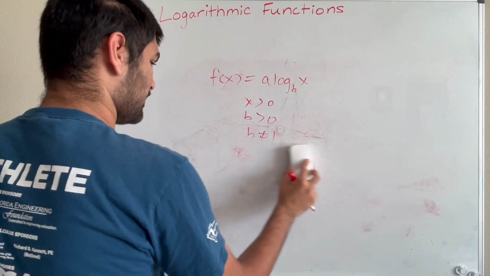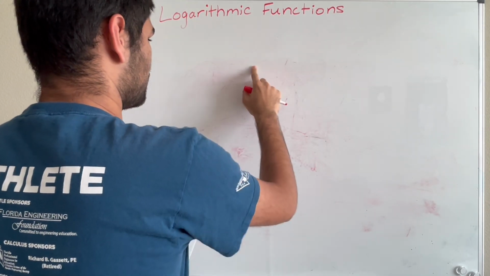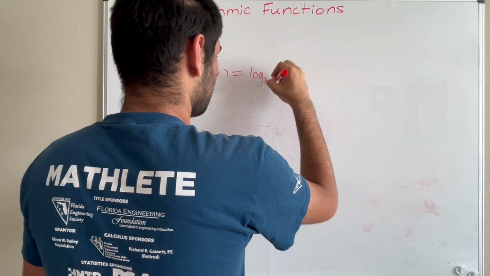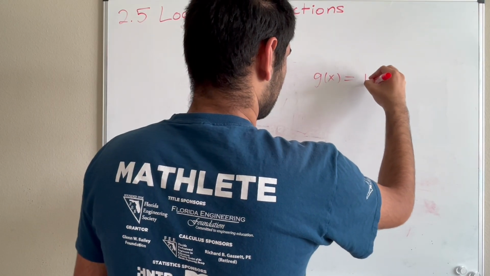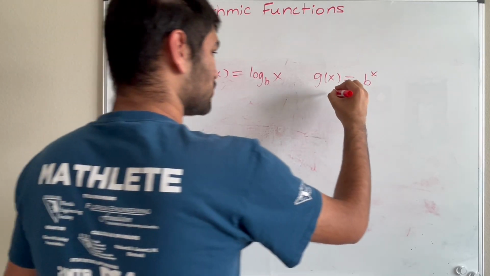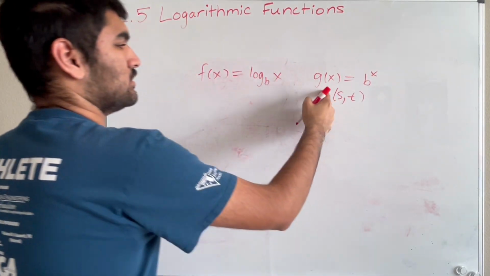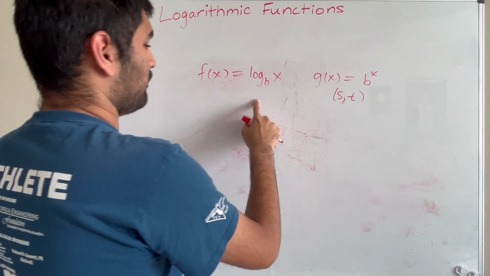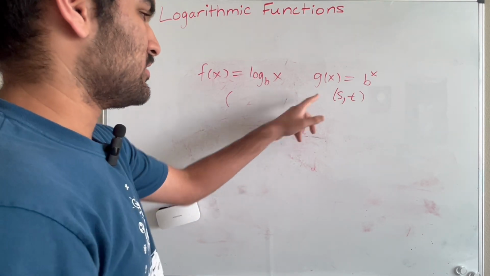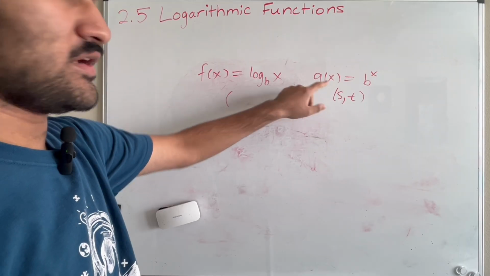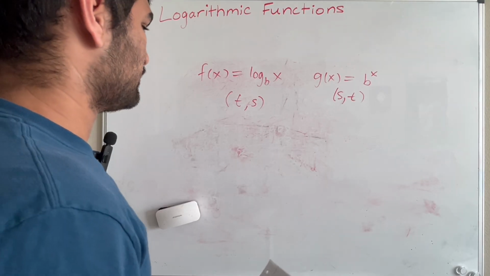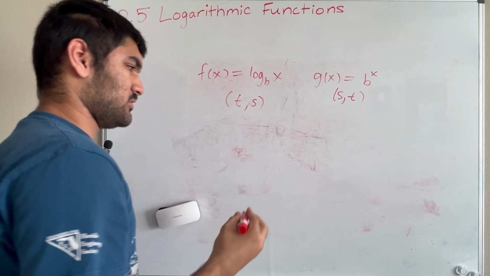But like I was saying, logs and exponentials are just inverses of each other. So let's say we have two functions, f of x equals log base b of x, and g of x equals b to the x. Suppose we have a point s comma t on the graph of g of x. By the definition of inverse functions, you switch input and output. So that means that if s comma t is on the graph of g of x, then t comma s has to be a point on the graph of f of x. Because remember, you're switching input and output.